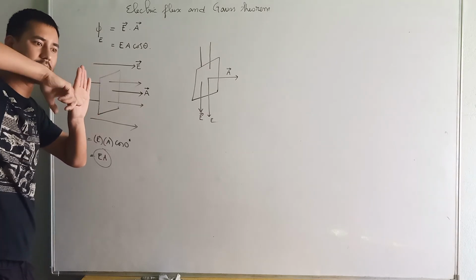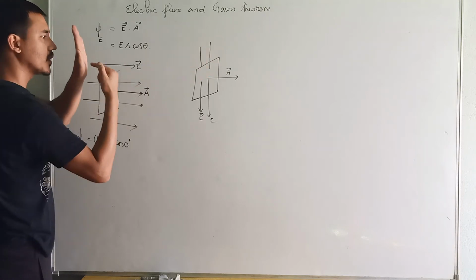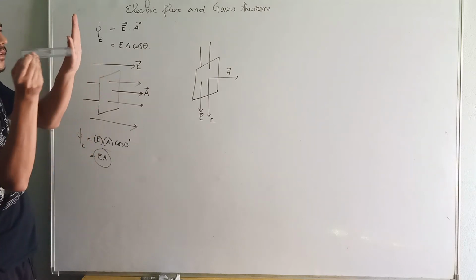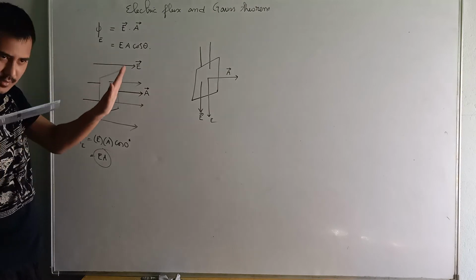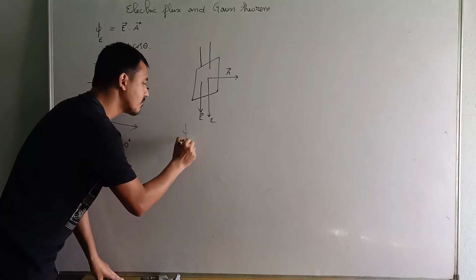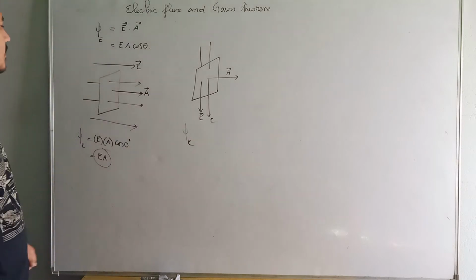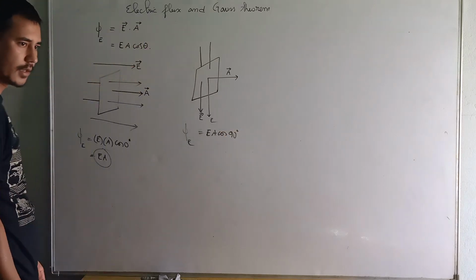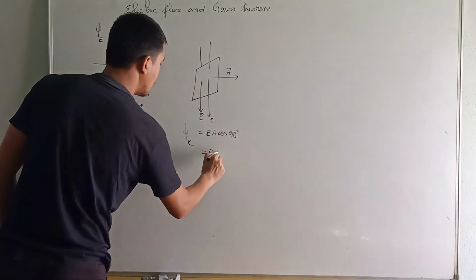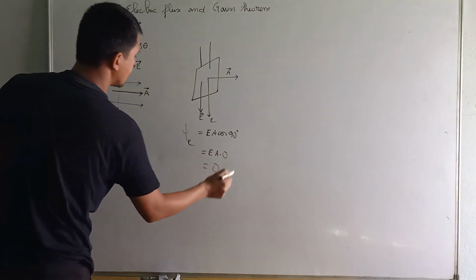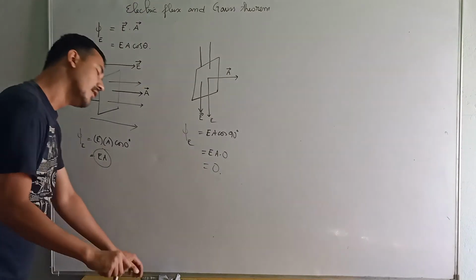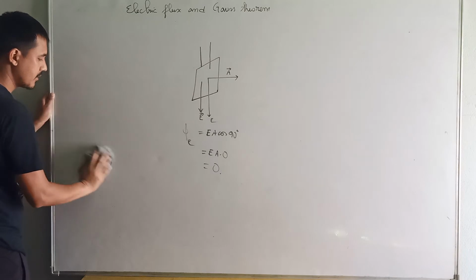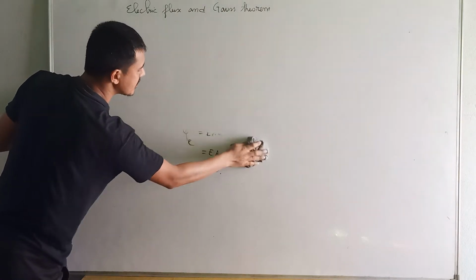Means parallel to the surface. The area vector is going like this, perpendicular to the surface. Field lines are coming like this. Is it okay? Then what will be the electric flux? Yes, EA cos of 90 degree. So you get EA into 0. Good. If you understand, it's very interesting. If you study according to the book, then you will just stop at once.